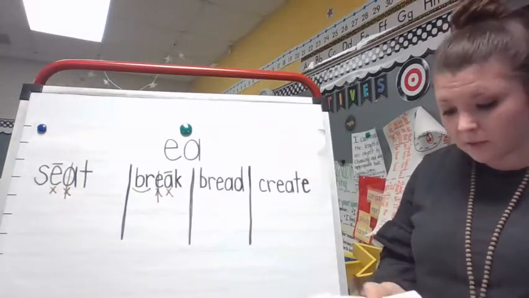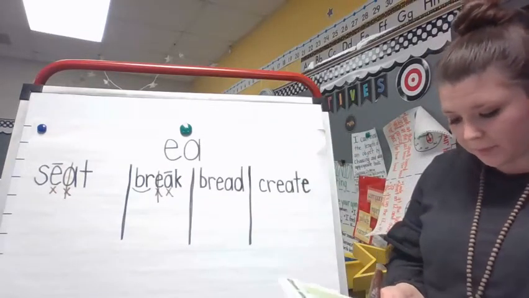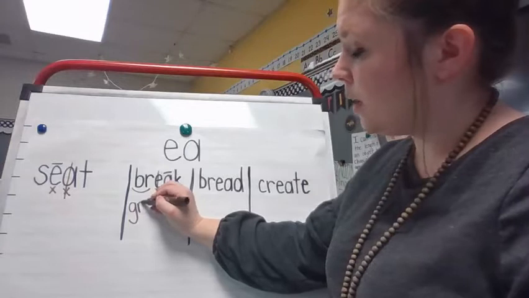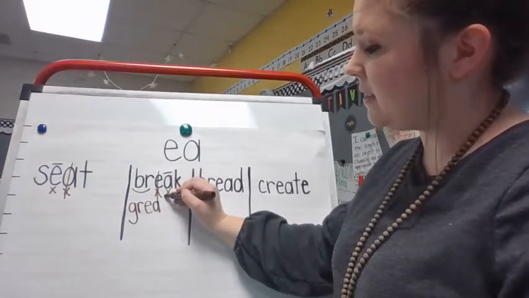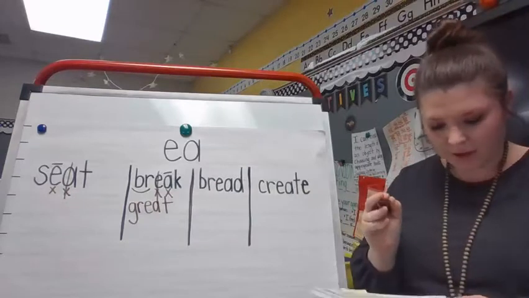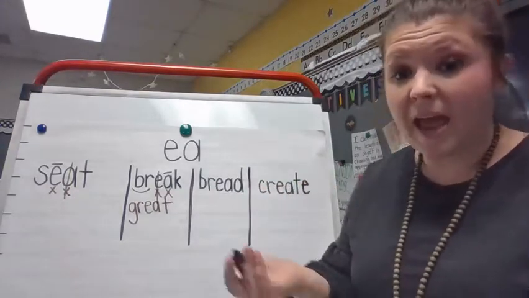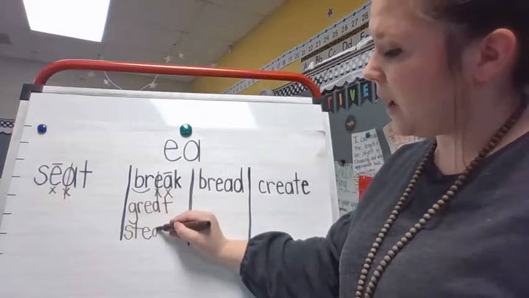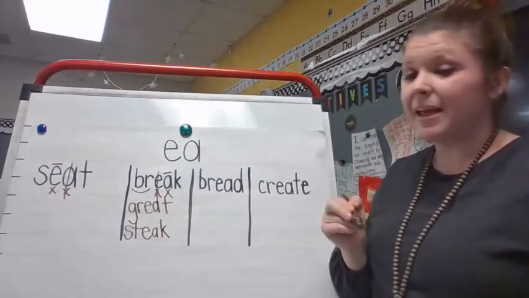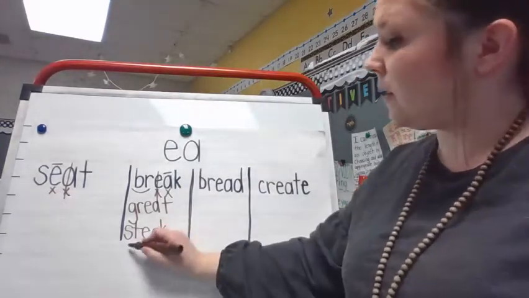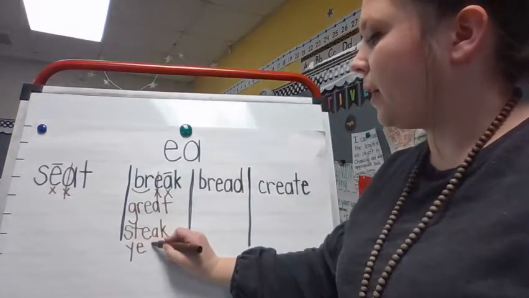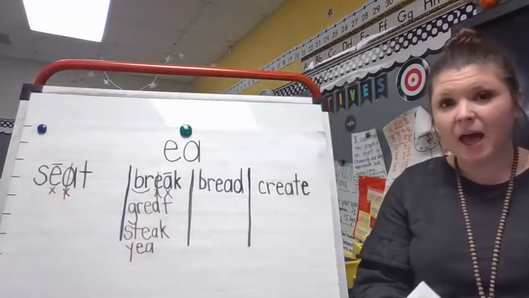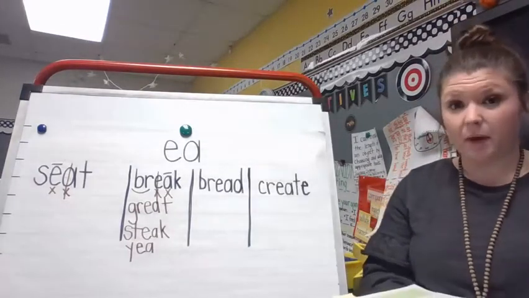Okay? Now, there are only a couple of words that this pattern follows, and we're going to look at some more of those words. Some more of those words that follow this pattern are great, great. See how it has that long A sound? And the word steak. I like to eat steak. Okay? And then yay. That's also spelled E-A with that long A sound. So here are the only words that have that long A sound in them, okay?